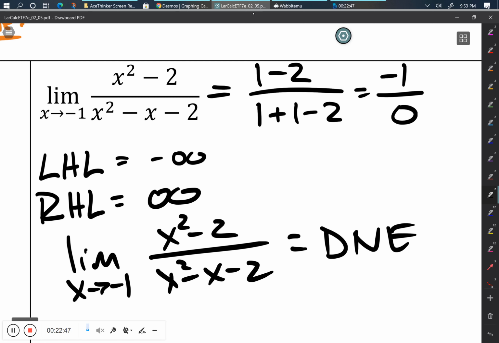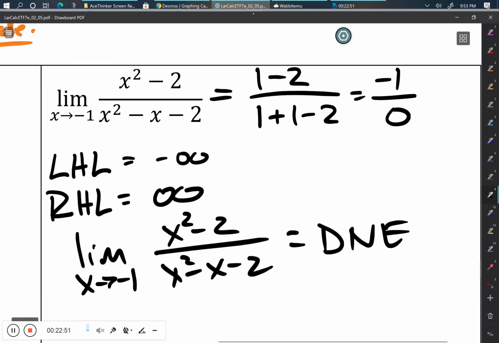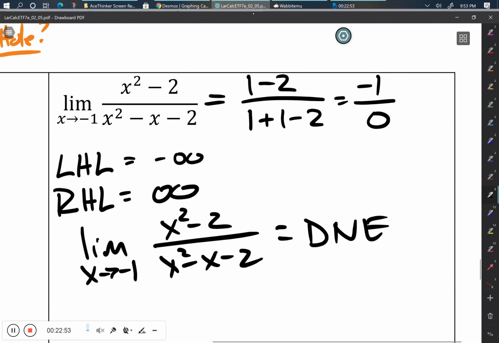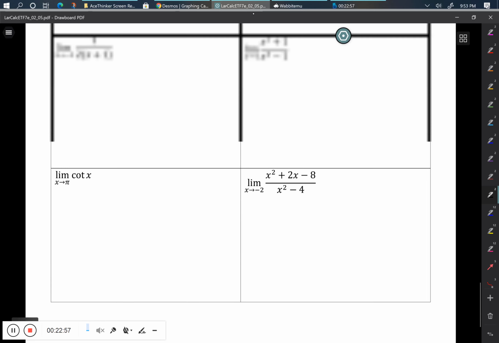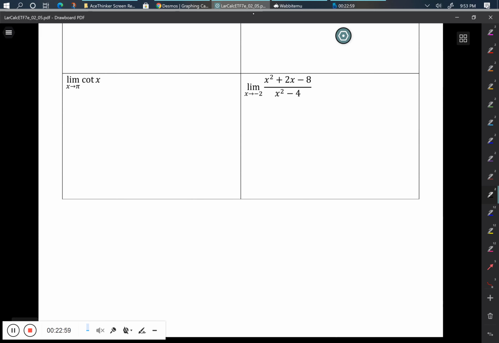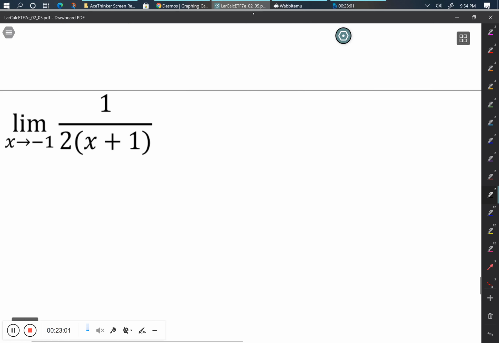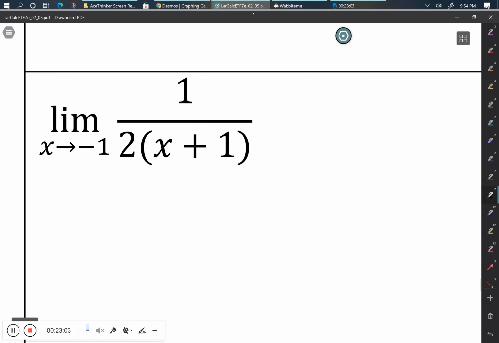The limit does not exist. A limit only exists if the left-hand limit and the right-hand limit are the same. There's a whole bunch more of these. Four more. Okay. What's going to happen here?